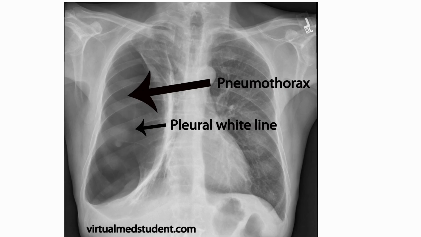So, a good example of a pneumo here. Specifically, what you're looking for is that pleural white line. My patients tended to have the smaller pneumos, so I always start at the first rib and work my way down to find that pleural line.